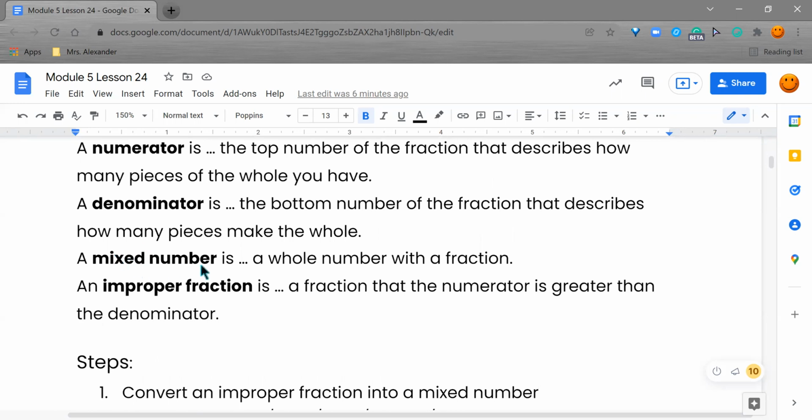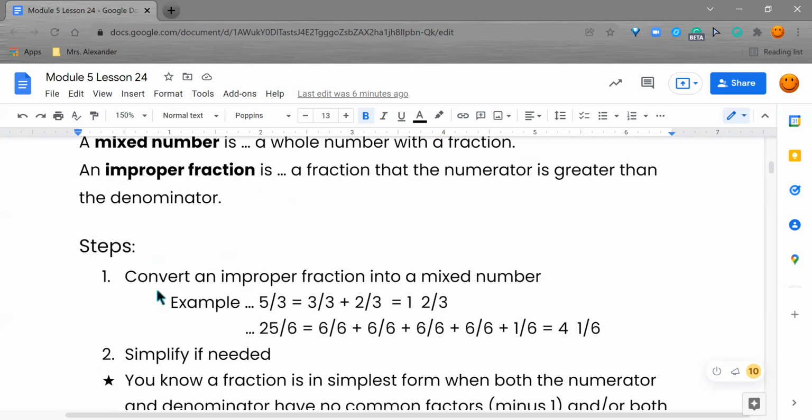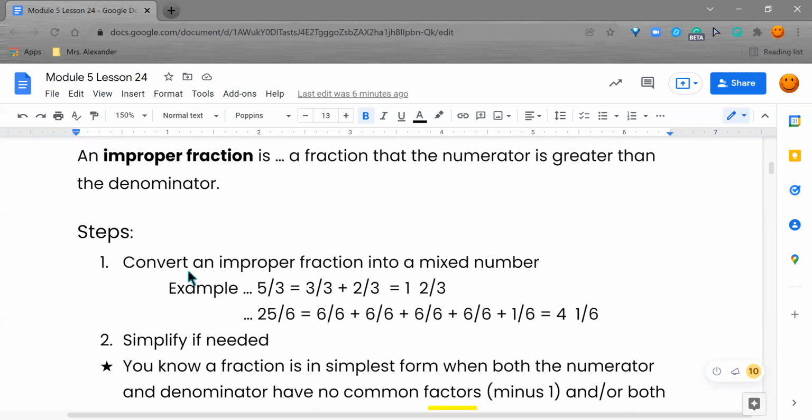We have a mixed number. This is what we're going to turn all our answers into, you guys, a mixed number. And then we have an improper fraction. We're actually going to start off with the improper fractions and turn them into our mixed numbers. So let's go look at our steps, you guys. We're going to convert an improper fraction into a mixed number. Here are our two examples.